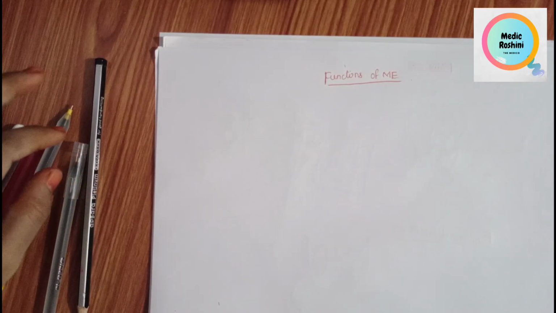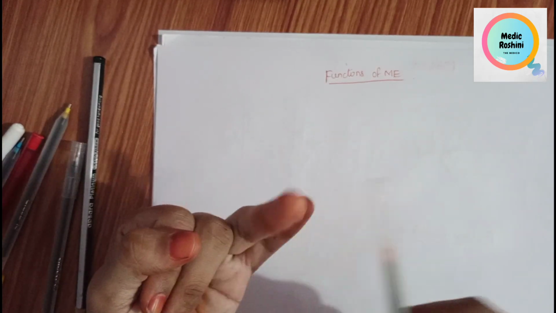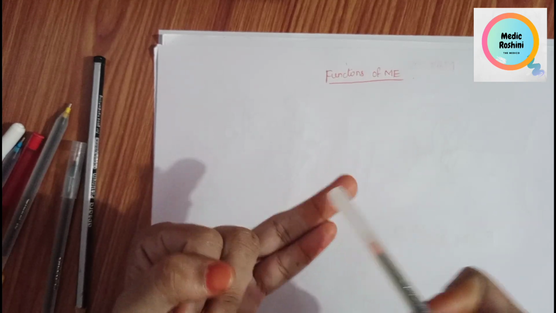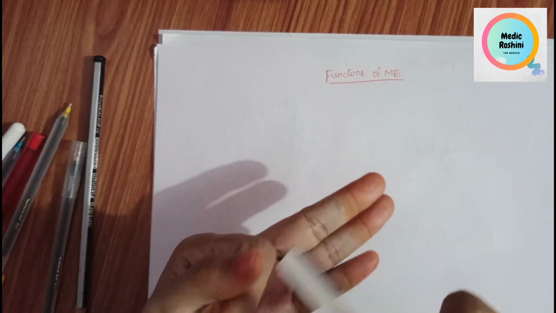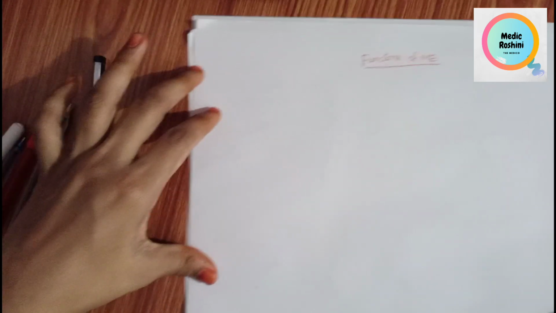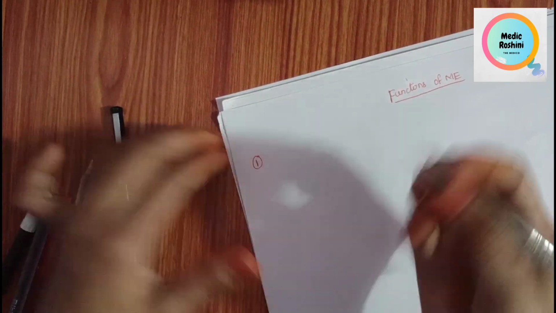The functions of middle ear are, first, impedance matching, and second, it increases the intensity of sound and conducts the sound, and it also decreases the intensity of sound. First function is, I will discuss the important thing.